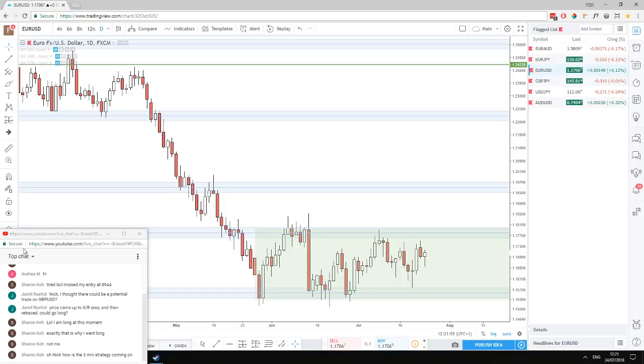The 5-minute scalping strategy is we're still looking at September. There was a post about it on the forum recently.